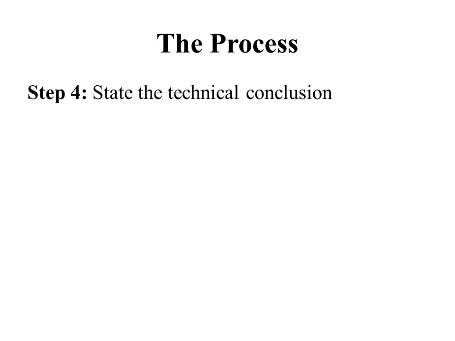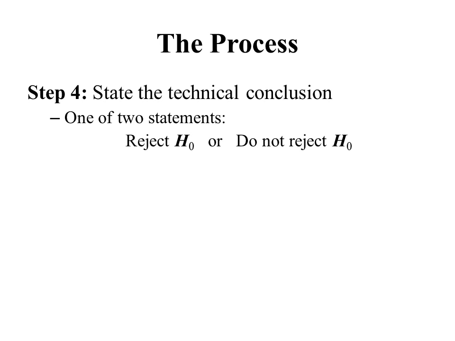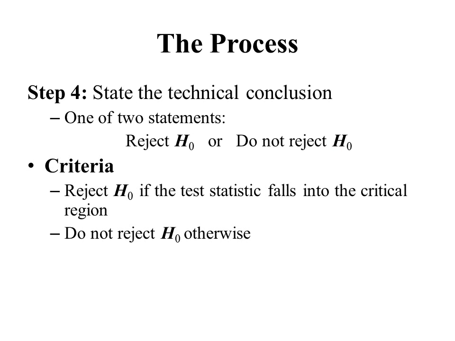Now the fourth step is to state the technical conclusion, and we're going to use that critical region to come to our technical conclusion. The technical conclusion is one of two statements: either reject the null hypothesis or do not reject the null hypothesis. And the criteria that we use for which of these two technical conclusions we reach is this. First, we reject the null hypothesis if the test statistic falls into the critical region. And we do not reject the null hypothesis otherwise.